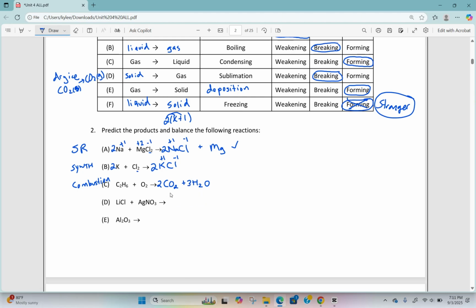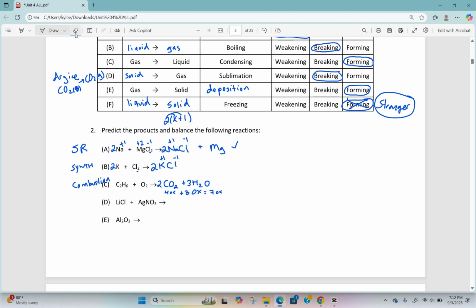I save oxygen to the end because there's oxygen in 2 places on the right-hand side of the arrow. There is 2 times 2, which is 4 oxygens here on the carbon dioxide, and then each of the waters is going to have an oxygen. So that is 4 oxygens on the CO2 and 3 oxygens on the water, which gives me a total of 7. This is a problem because I can only balance with whole numbers. I can't put a 3.5 in front of oxygen.